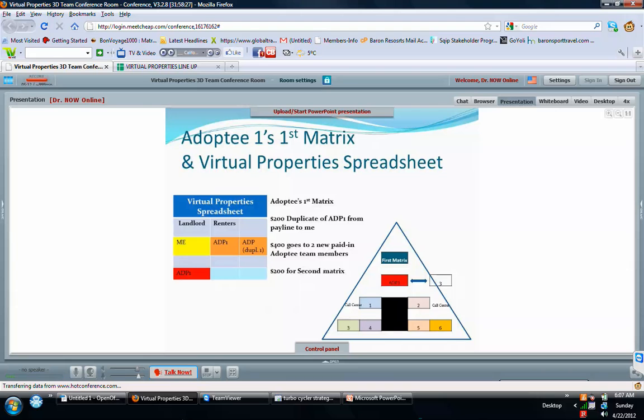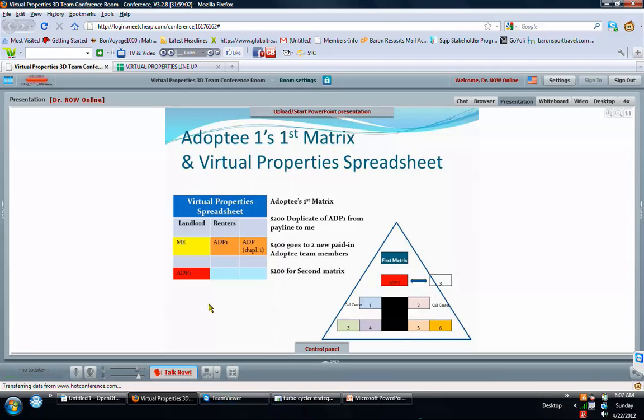So here is the adoptee's first matrix and virtual properties spreadsheet. Virtual property, as you know, is where you become a landlord and have renters that pay you rent, and there are 4 different towers. Level 1 tower is 50, level 2 is 250, level 3 is 500, and level 4 is 1000. It's very unique, it's incredibly exciting, the virtual world.